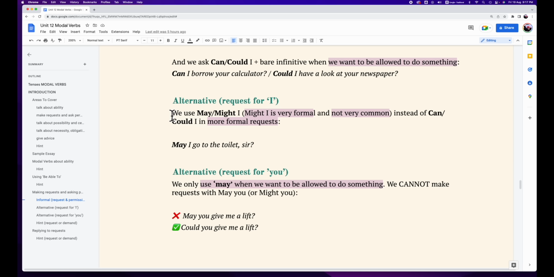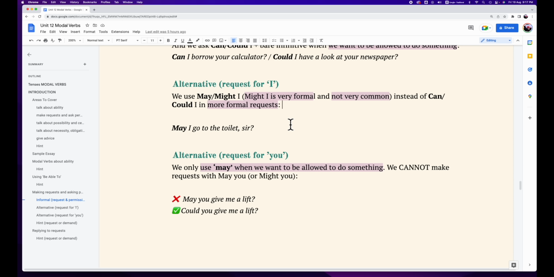That is another alternative, requesting for I. Let's take a look how to do it. We use may or might. Now, might is a very formal one and it is not very common. Instead, we can use can or could in a more formal request. Okay, so for example, may I go to the toilet, sir?